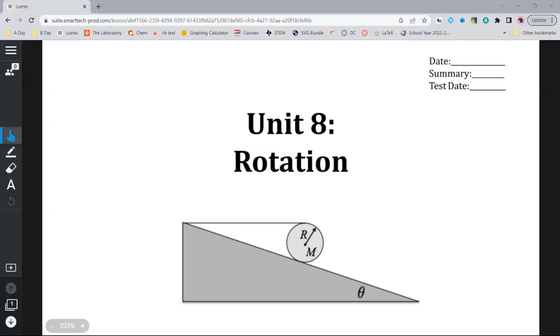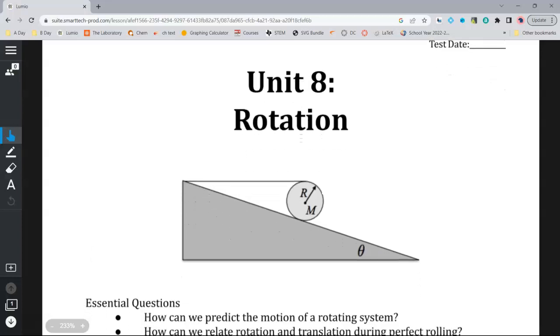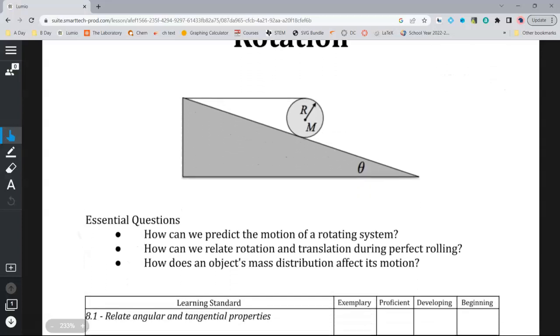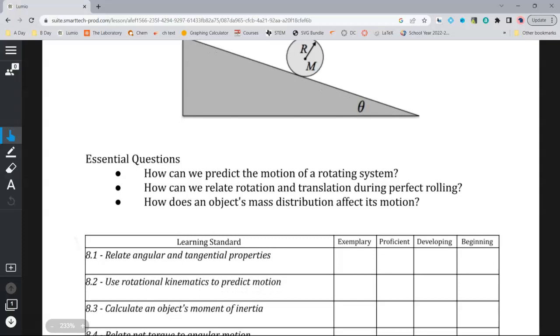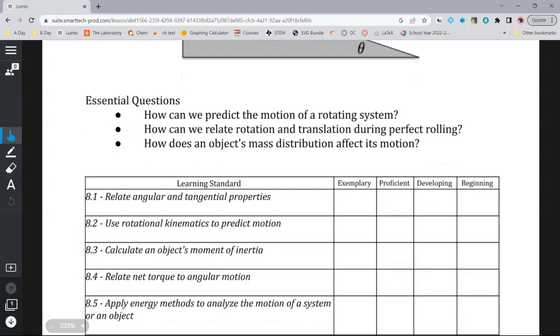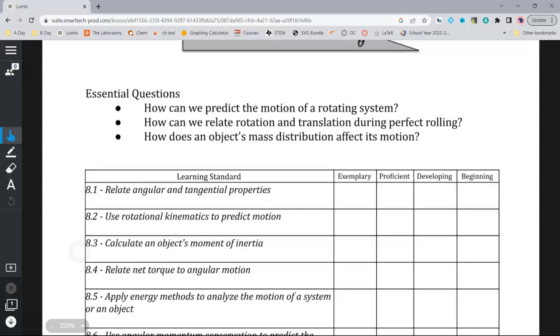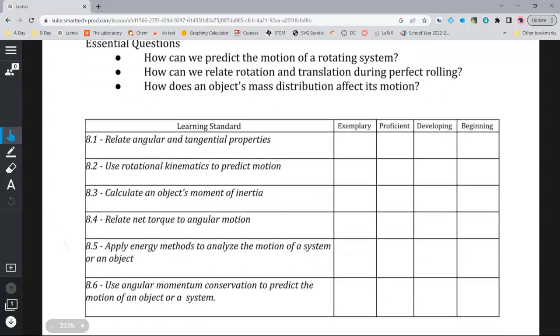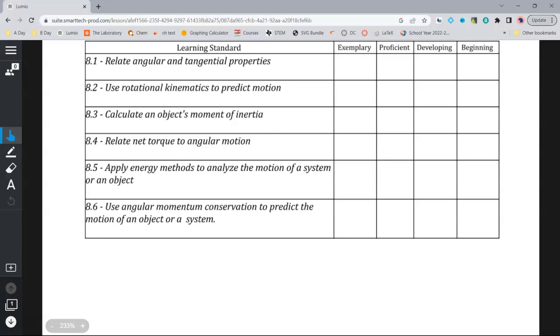Okay, so today we are going to go ahead and start our unit on rotation. We're going to be looking at how we can predict the motion of a rotating system and what is the difference between rotation and rolling, because there is a slight difference. So this is where we're going today.